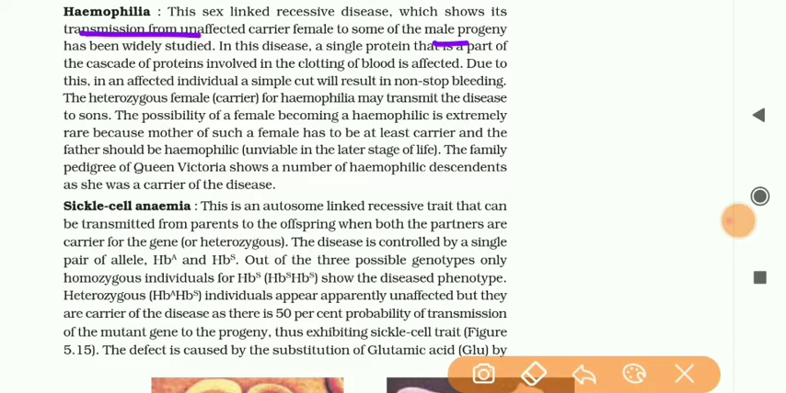The heterozygous female for hemophilia may transmit the disease to her son. The possibility of a female becoming hemophilic is extremely rare because the mother of such a female has to be at least a carrier and the father should be hemophilic. Females are very rarely affected in hemophilia, but they act as carriers. The family pedigree of Queen Victoria shows a number of hemophilic descendants as she was a carrier of this disease.